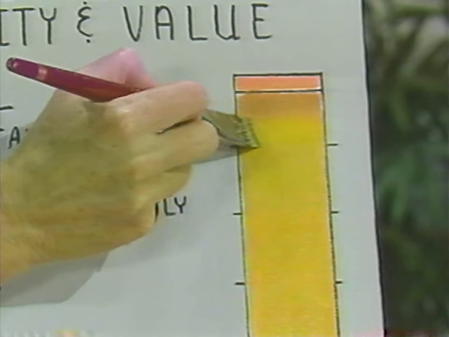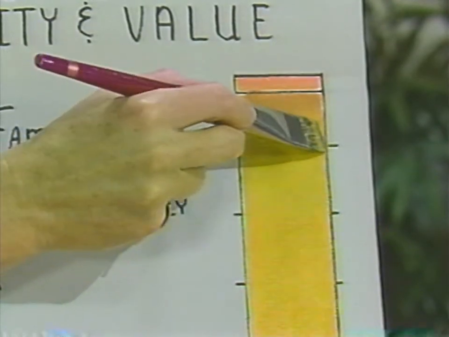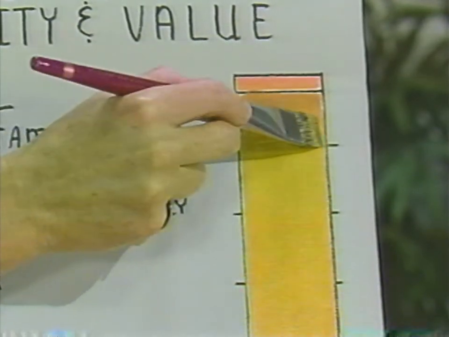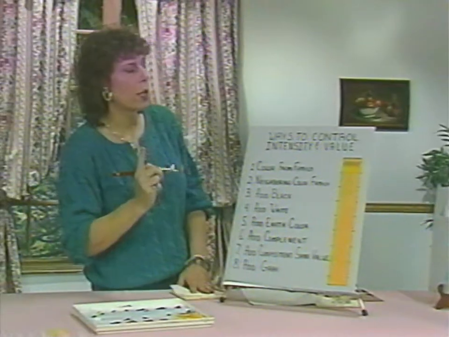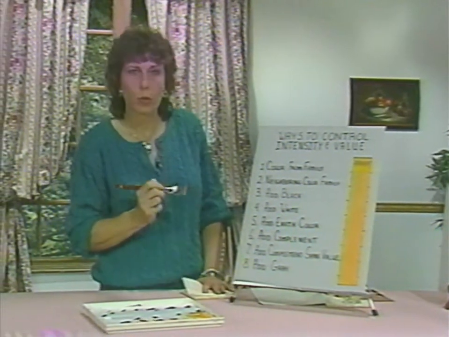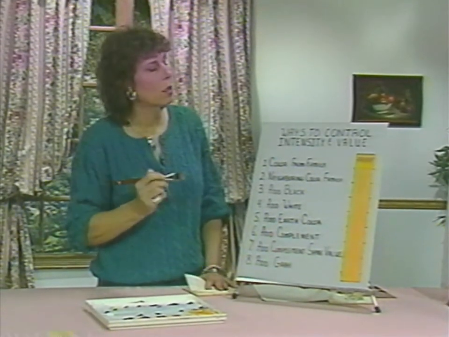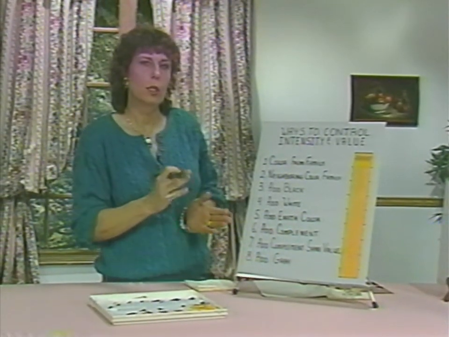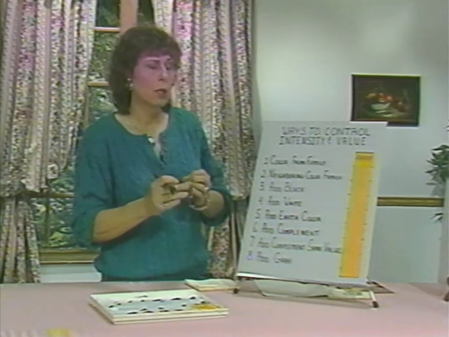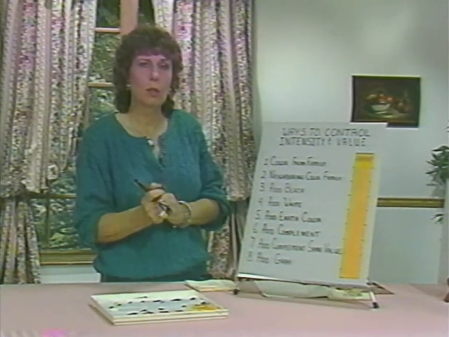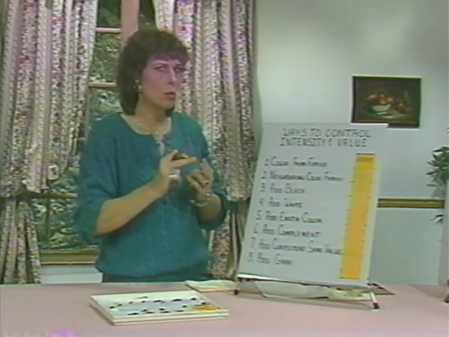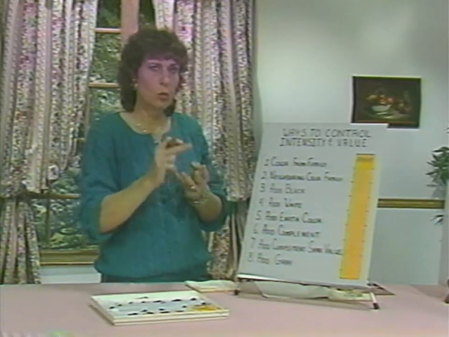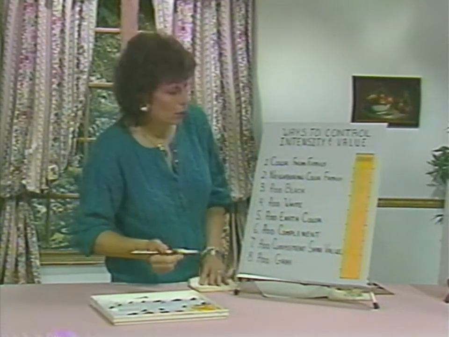It's going to make it closer to the baseline chart yellow, the pure yellow. That's one of my choices. I could choose a color from within the color family to help me control both intensity and value. Because I would choose a color that is within the family, the color remains the same. Notice how I'm using those three properties: hue, value, and intensity.